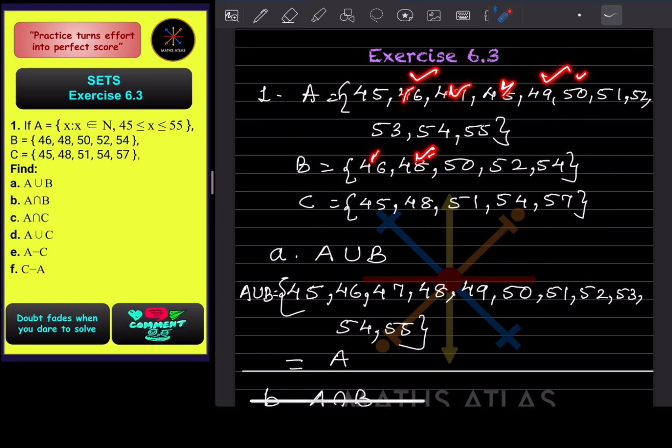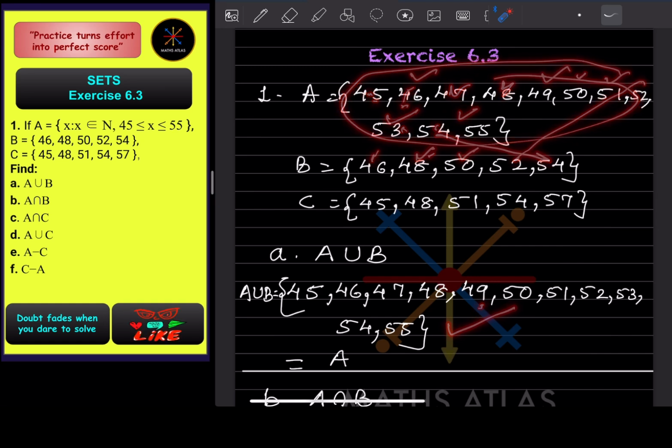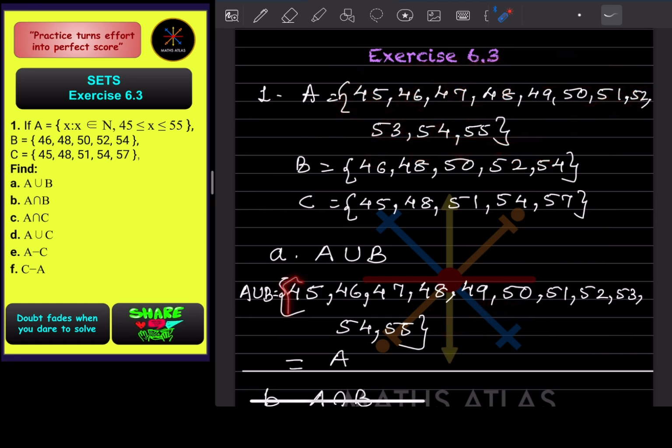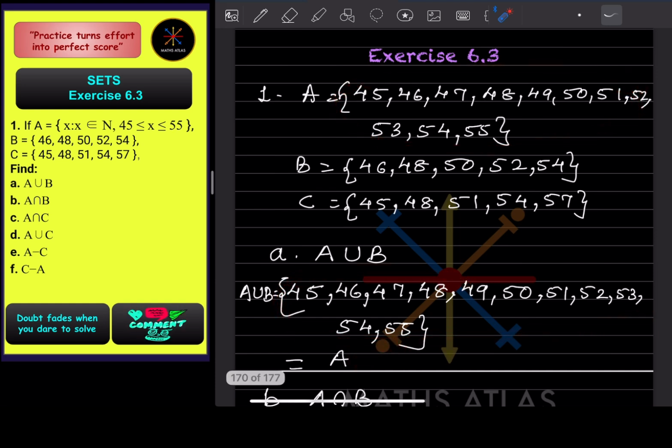49, 50 is here as well as here, we have to write it once. 51, then the same for 52, we have to write it only once. 54, we have to write it only once. So all the other numbers. What we can see is that all the numbers of set A should be here. So we can write that this is nothing but A, because all these numbers are included in it.